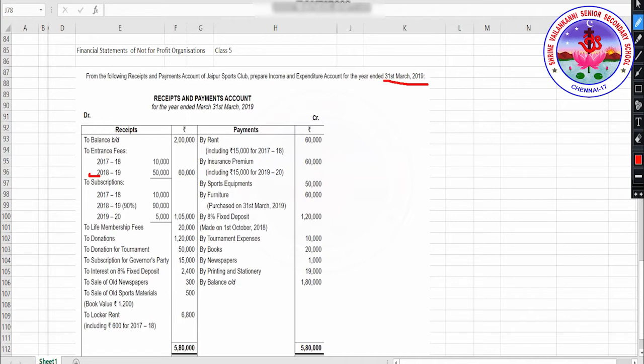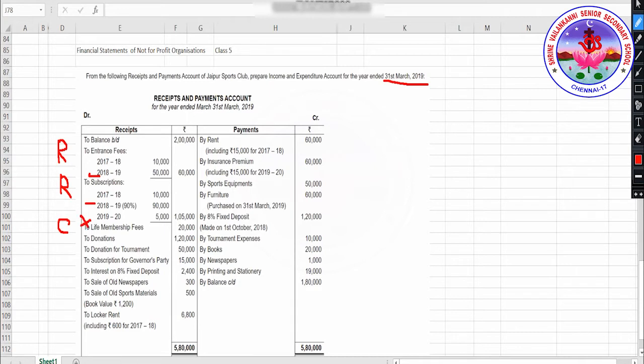Then subscription, we have 18-19, 90%. So we need to have 100% for 18-19. Then life membership fees. So we are going to identify this is a revenue receipt, this is a revenue receipt, this is a revenue receipt, and this is a capital receipt. So it will not come.